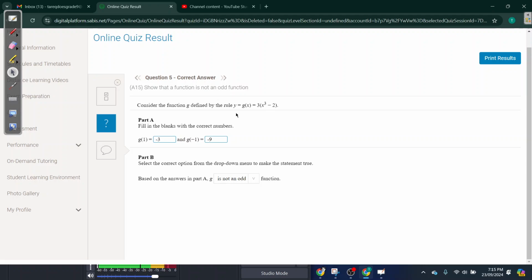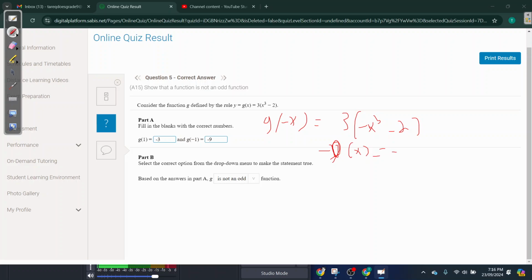Okay. y equals g of x equals 3x cubed minus 2. Test to see if it's an odd function. So g of negative x is going to be 3 times negative x cubed minus 2. Okay. So now you're going to want negative g of x. I am so sorry.